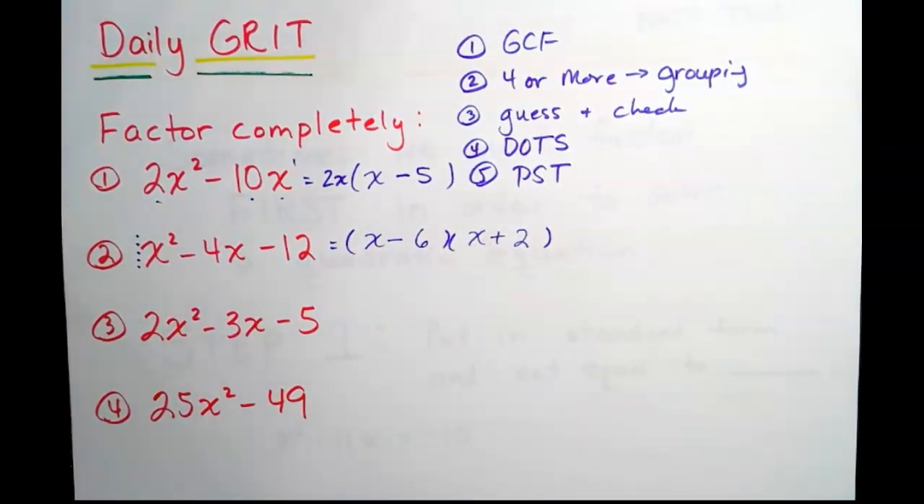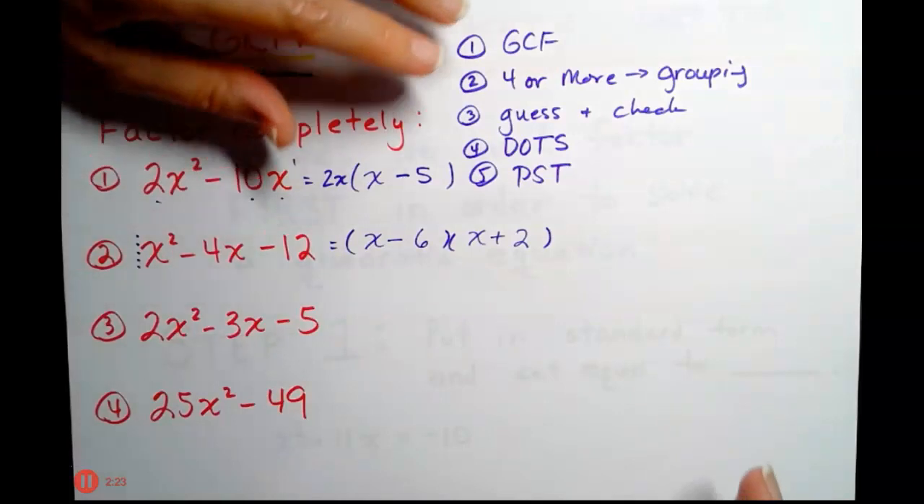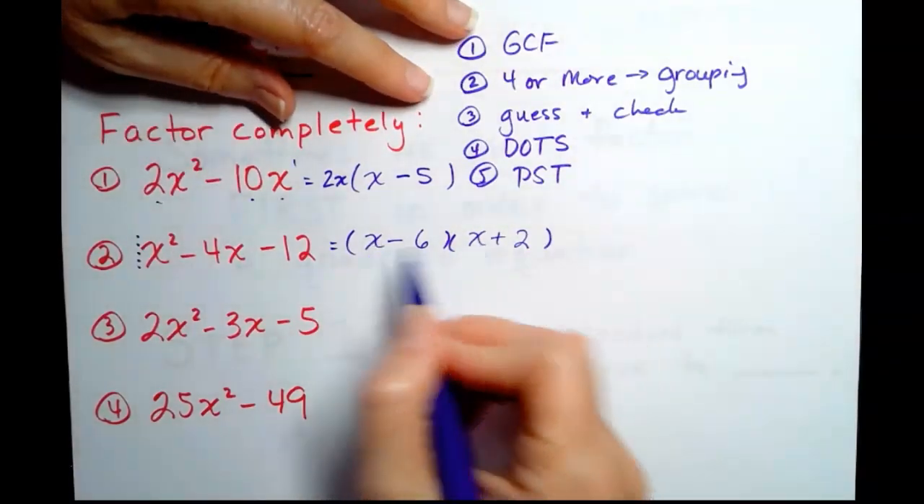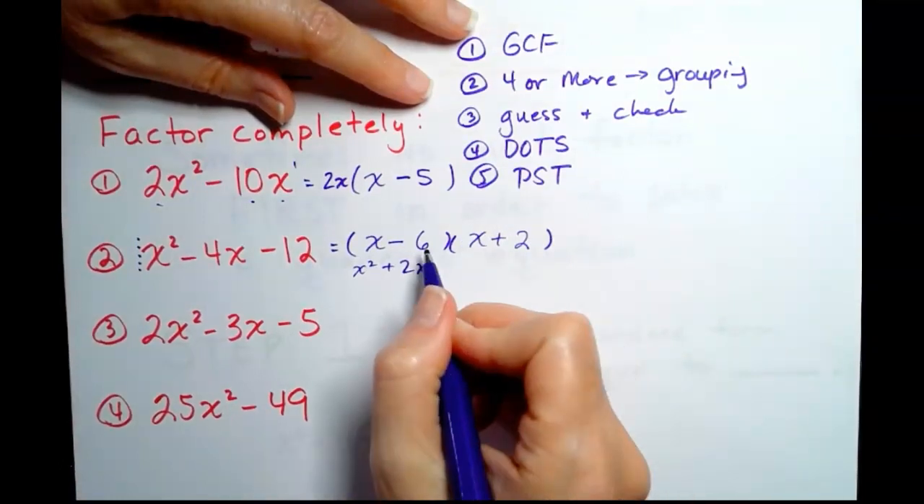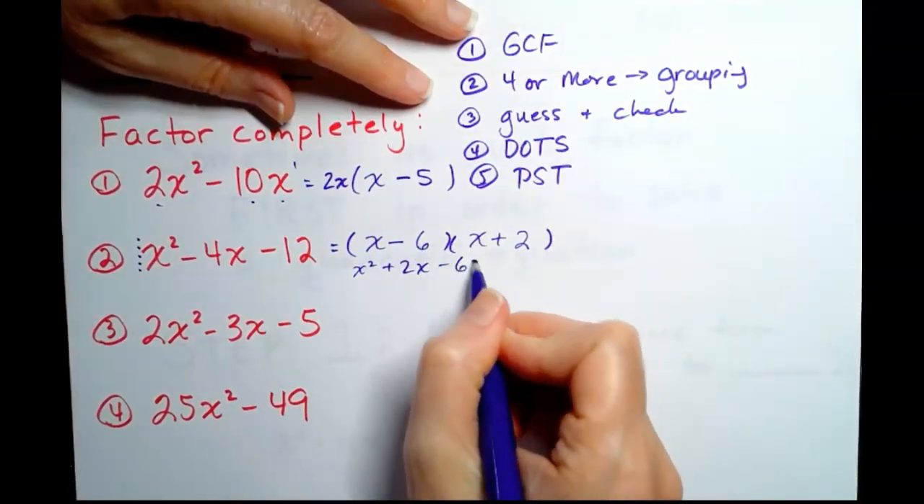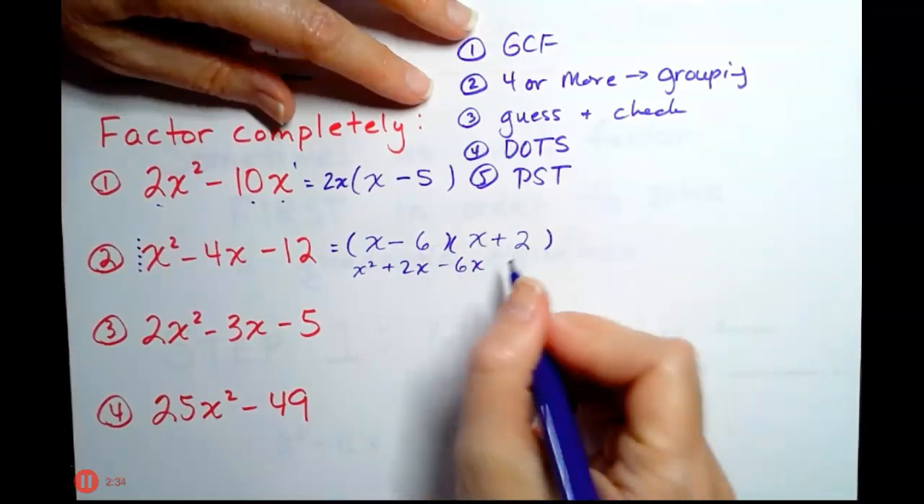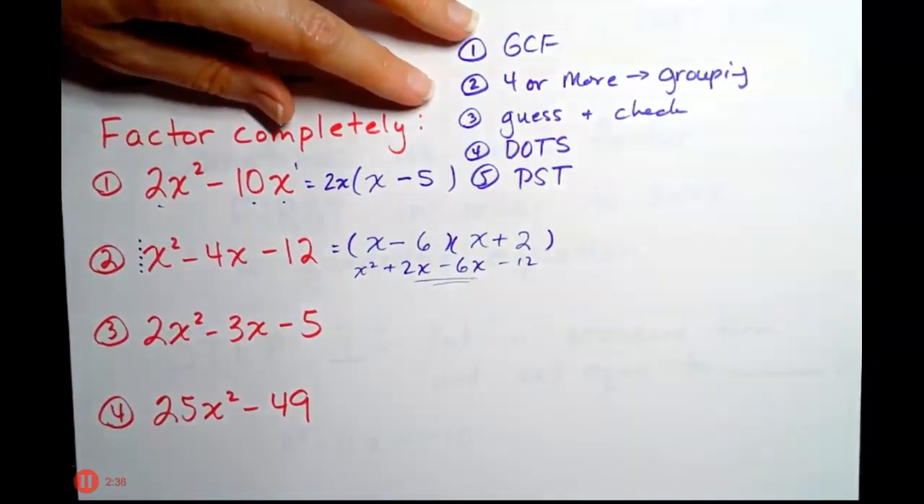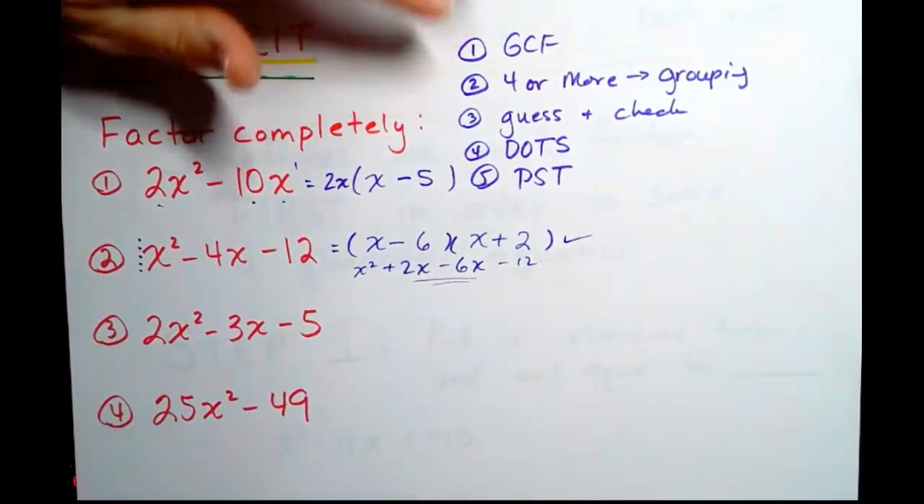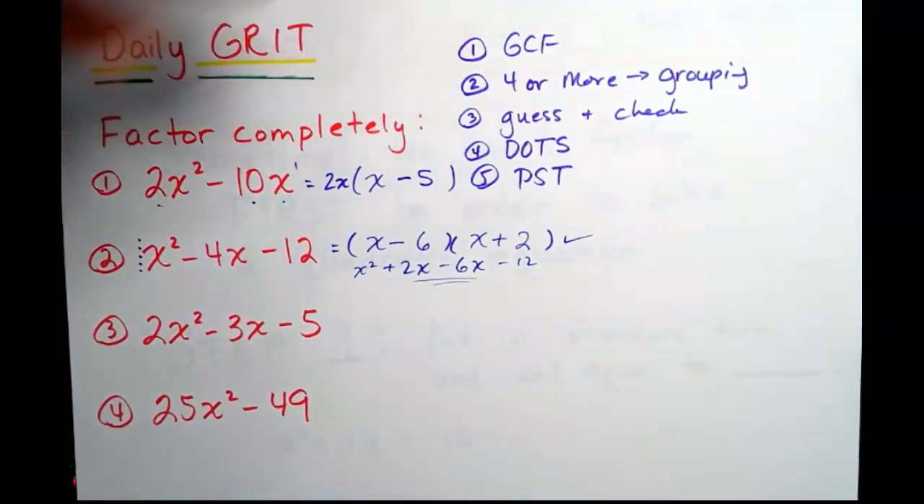We can do a quick check here using the FOIL method. x times x is x squared. x times 2 is plus 2x. Negative 6 times x, negative 6x. Negative 6 times 2, negative 12. Our middle terms give us the negative 4x. So those are the correct factors.